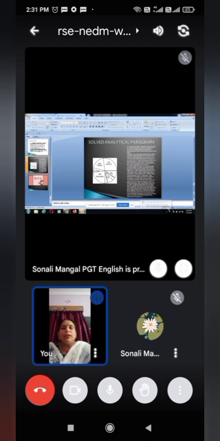Here I am sharing one slide of a solved analytical paragraph. The given pie chart represents the amount of money spent by a family on different items in a month. As you can see, this is the first paragraph, the opening paragraph, the introduction. From here you will take the introduction from the question itself.